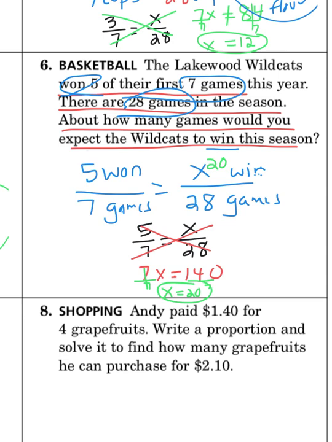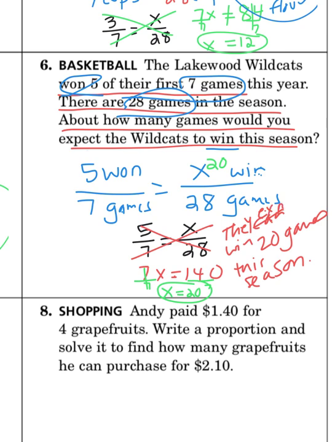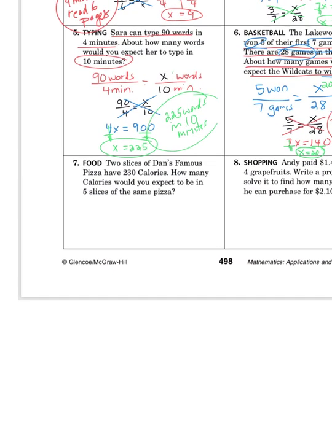Okay, so how many games did you expect the Wildcats to win? They are expected to win 20 games this season. Let's not put they can. Let's put they expect to win 20 games this season. I know it's sloppy, but that's the idea. All right, here we go.